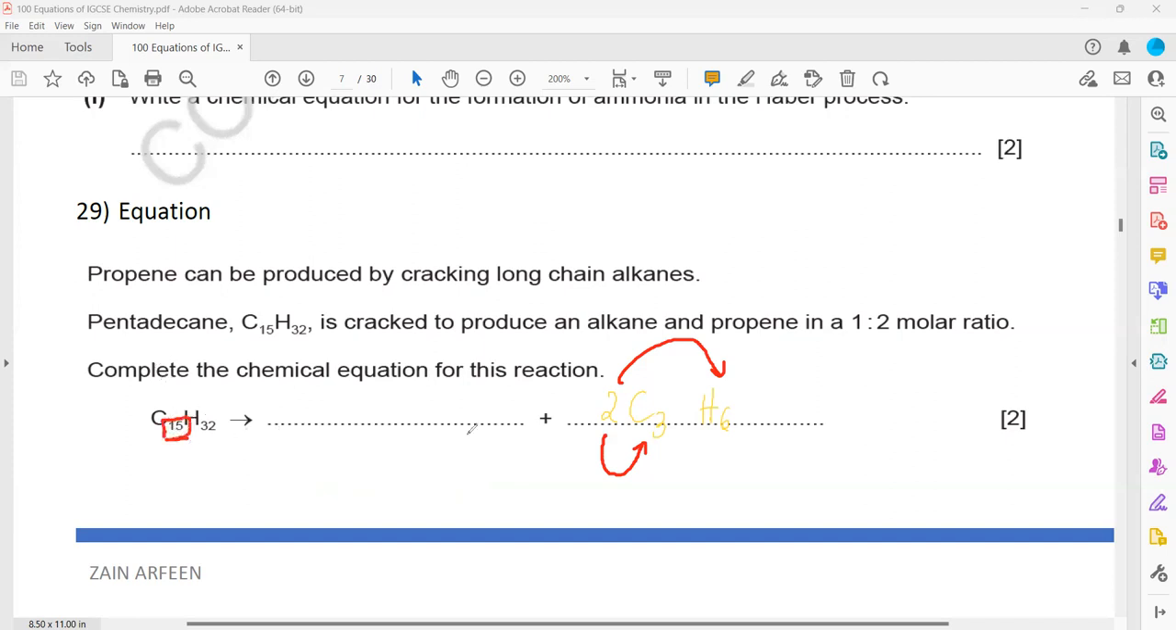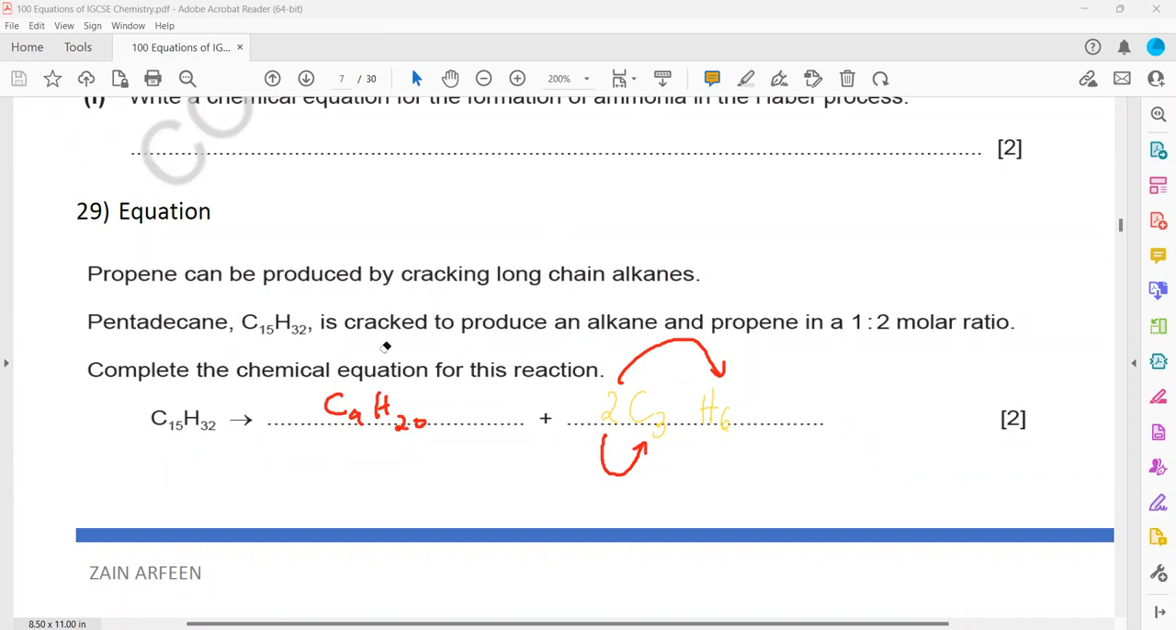You have 15 carbon atoms. Out of 15, 6 are used here. So how many are we left with? 9. And out of 32 hydrogen, we use 2 multiplied by 6, 12. So how many are we left with? 20. So it will be C9H20. Is it clear, this one?